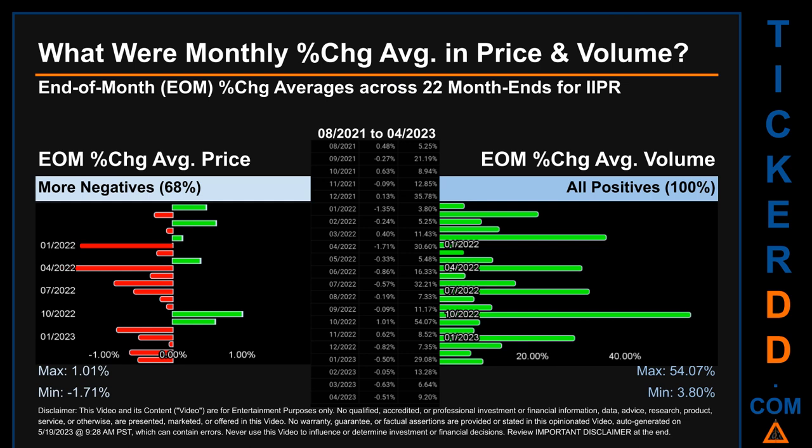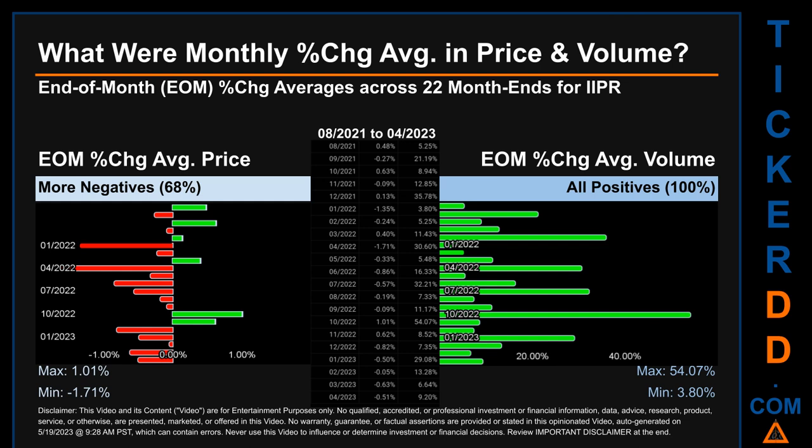From 08/2021 to 04/2023, out of 22 month ends, 15 had a negative percentage change in average price. Meaning 68% of month ends saw a negative percentage change in average price. In terms of volume, 22 out of 22 month ends had a positive percentage change. That is 100% of month ends saw a positive percentage change in average volume.